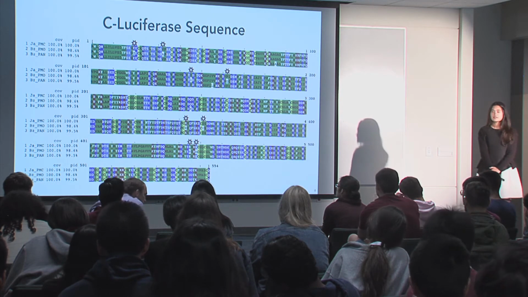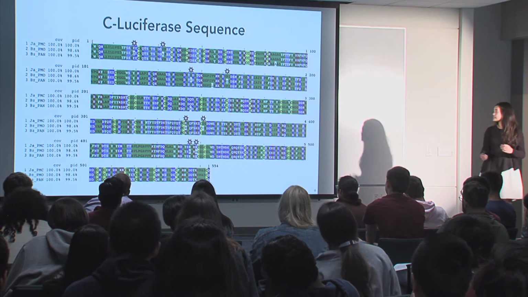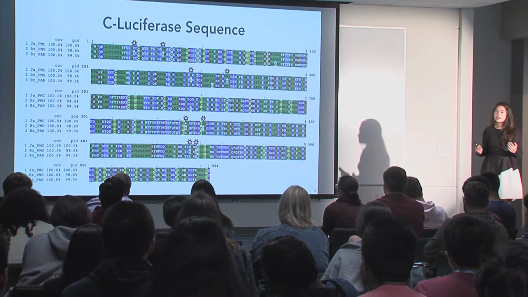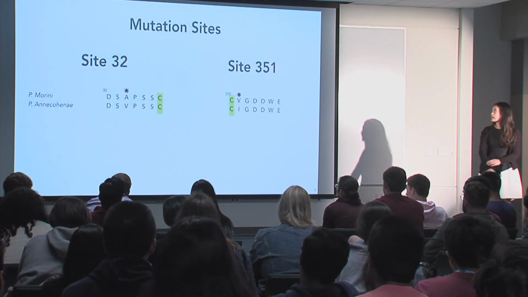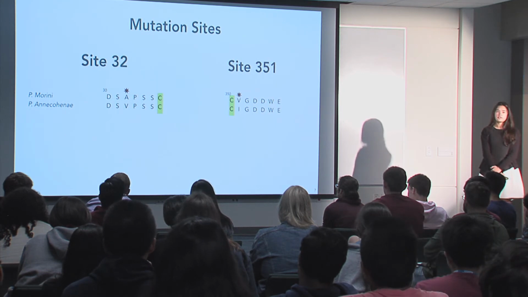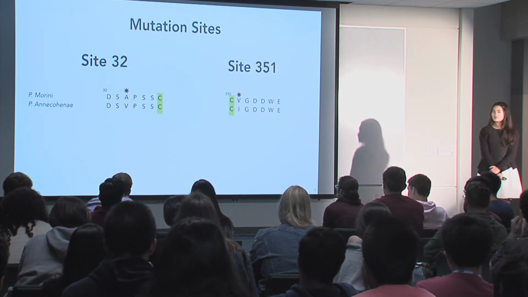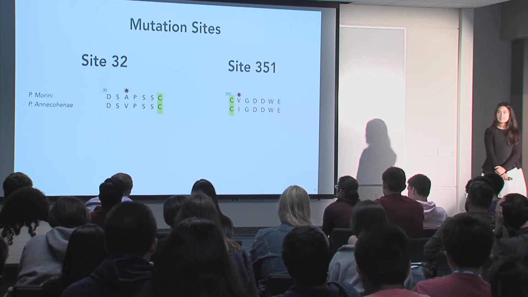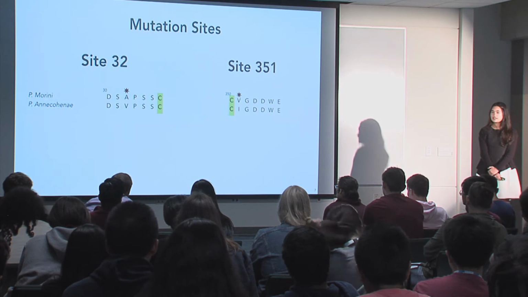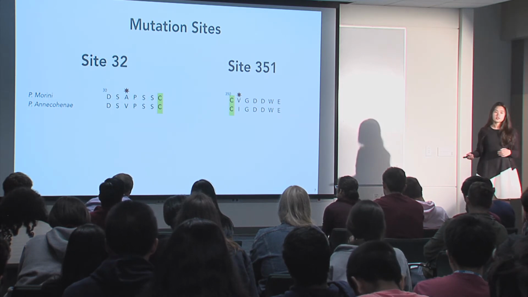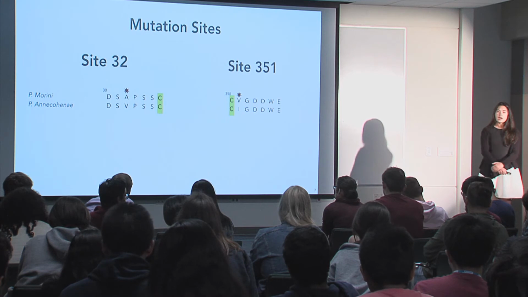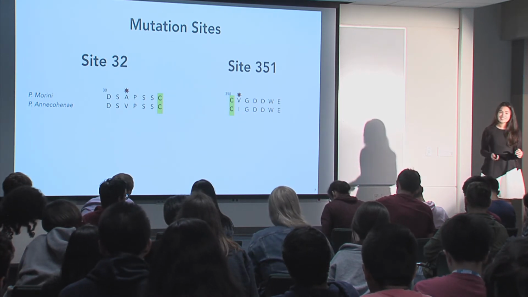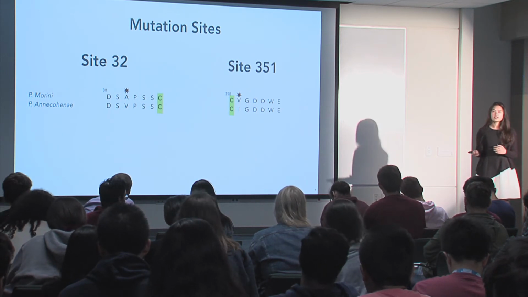This is the sequence of C-luciferase. It's 554 amino acids long. However, there are only 11 amino acid divergences. And I chose site 32 and site 351 to study. The cysteines are highlighted in yellow, and we picked these sites because of their proximity to cysteine. Cysteine forms disulfide bonds, which are crucial to protein folding. And when protein folding is affected, it can affect the efficiency of the C-luciferase enzyme.